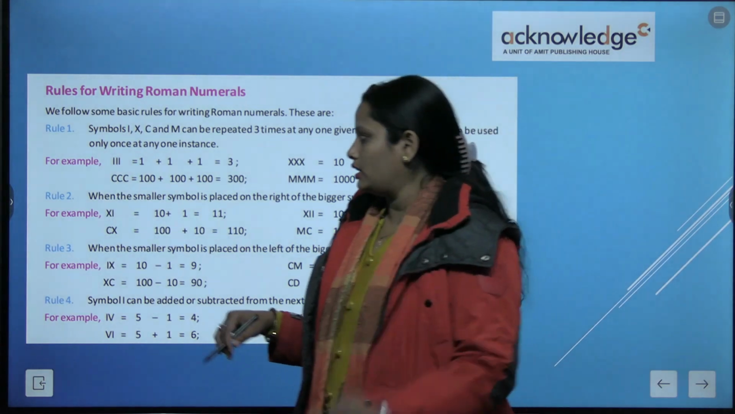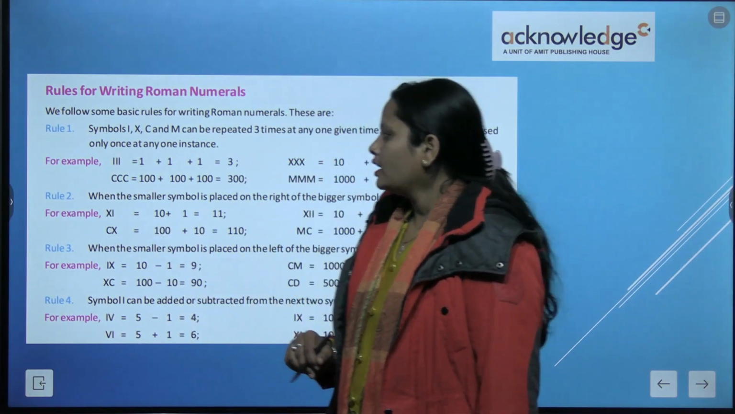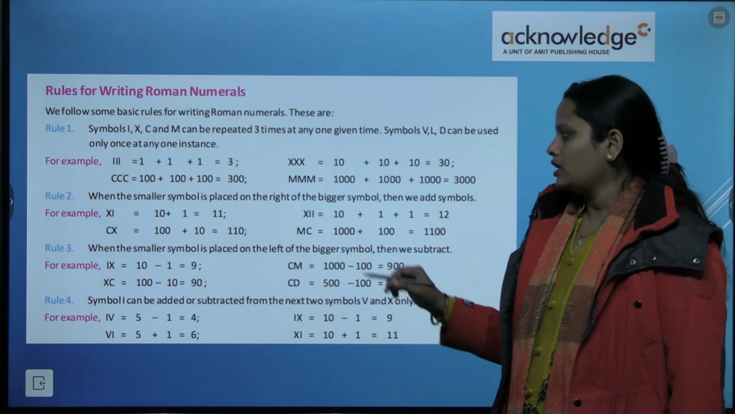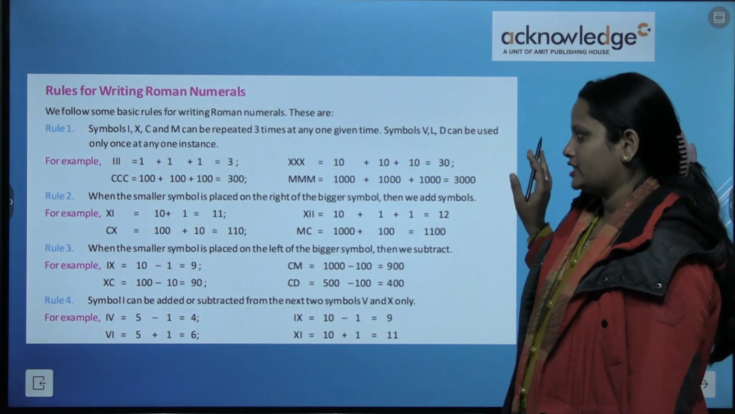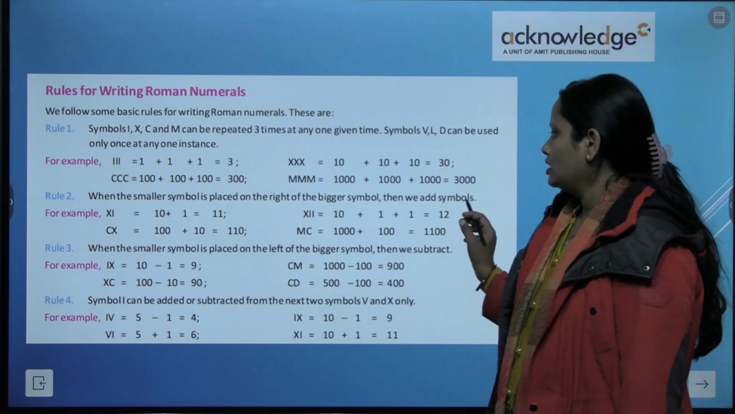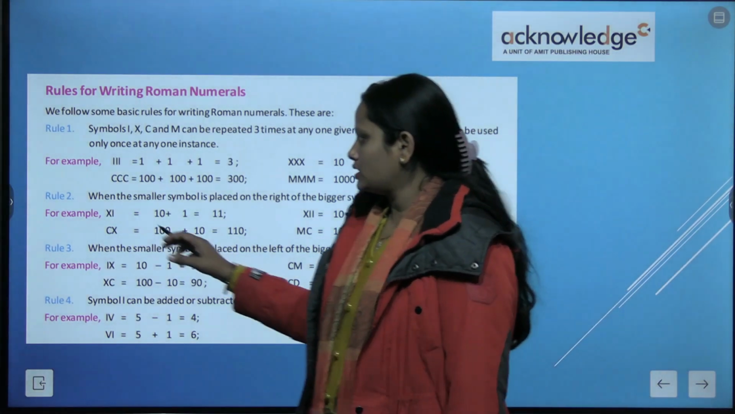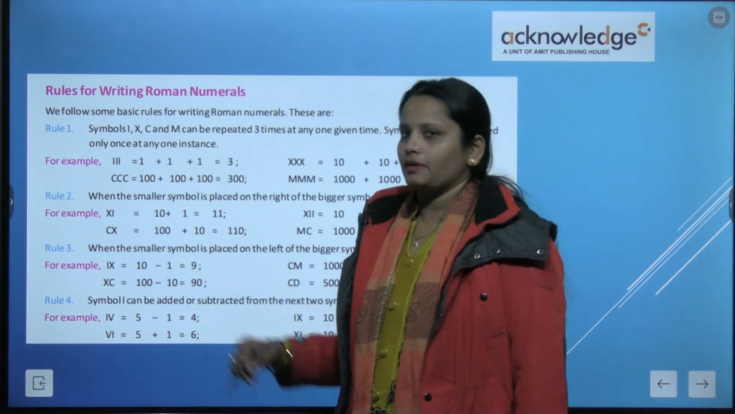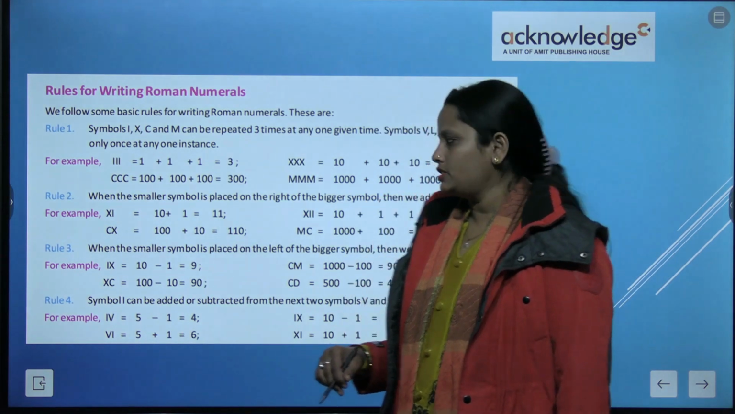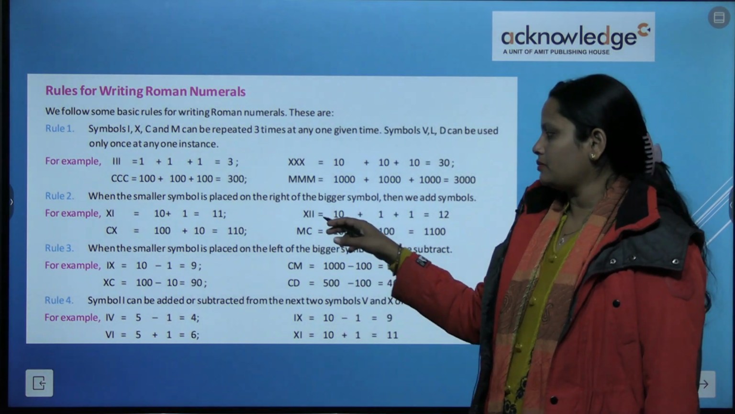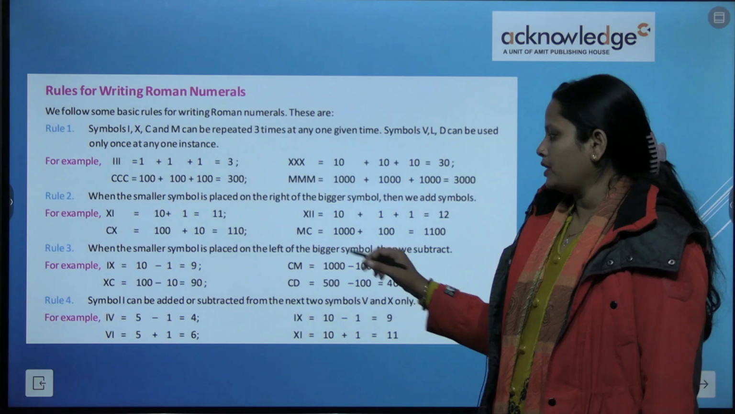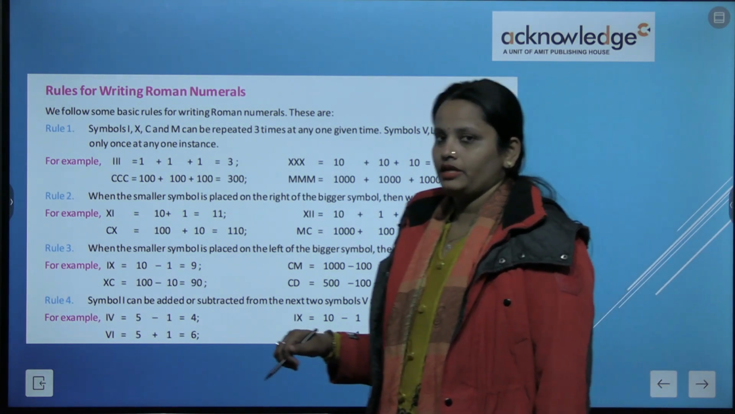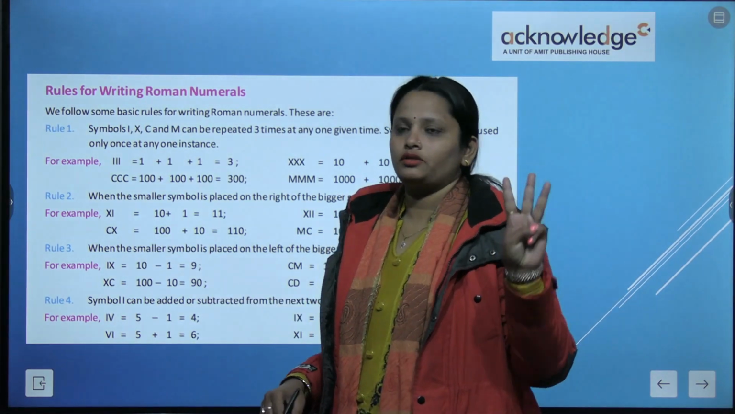Now let's read rule number 2. When the smaller symbol is placed to the right of the bigger number, जब किसी बड़े नंबर के राइट साइड में कोई छोटा नंबर हम लिखते हैं, we add that. Means ये 10 था, 10 के बाद हमने 1 लिख दिया तो ये बन गया 11. ऐसे C था, C के बाद X बन गया तो ये हो गया 110. Similarly, 10 plus 2 is 12 and M plus C is 1000 plus 100 which is 1100.